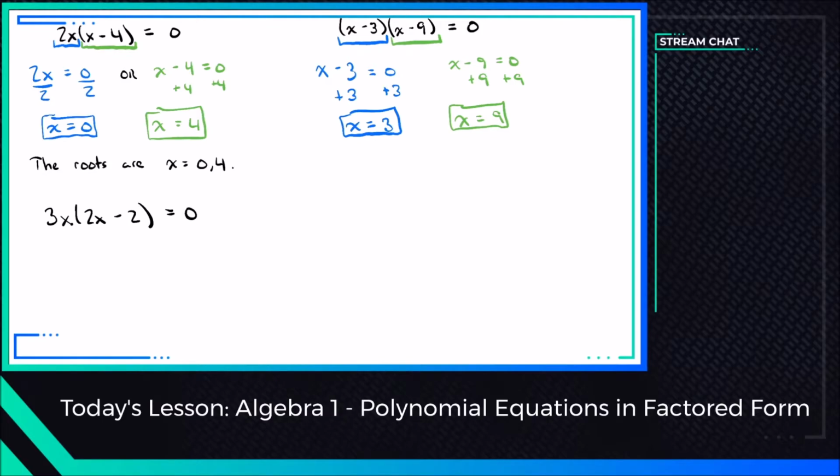And so we have our two factors here. We have the factor which is 3x, and we also have the factor which is 2x minus 2. So we can set 3x equal to 0, or we can have 2x minus 2 is equal to 0. And so x can equal 0 on the left side if we divide through by 3. 0 divided by 3 is 0, so x is equal to 0.